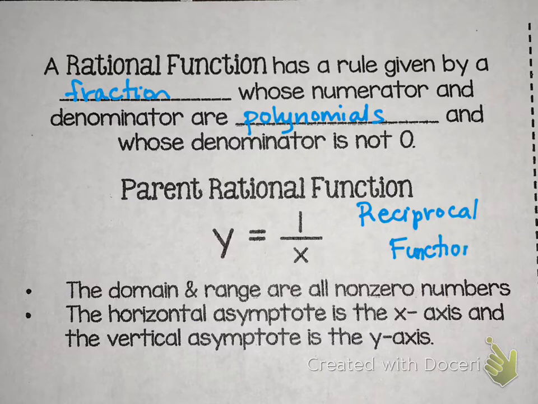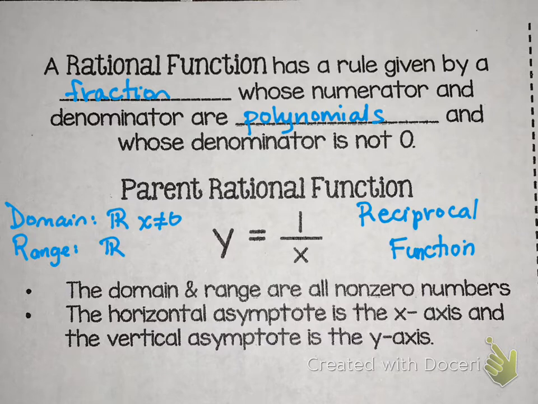So when you look at the domain and range, I think last year in Math 2, we would write that the domain was all real numbers except x cannot equal 0, and your range was the same thing. The range is all real numbers except y cannot equal 0, and the horizontal asymptote is the x-axis, which is where y equals 0, and the vertical asymptote is the y-axis, which is where x equals 0.